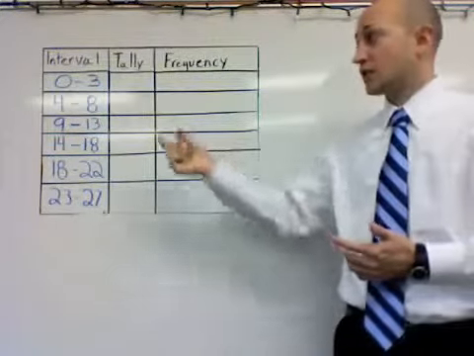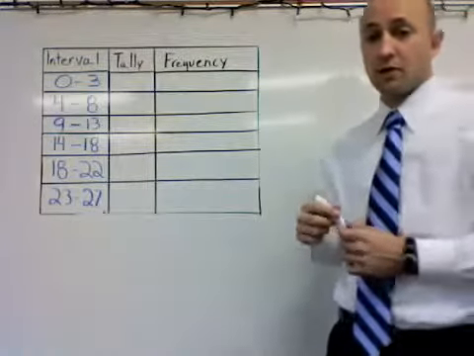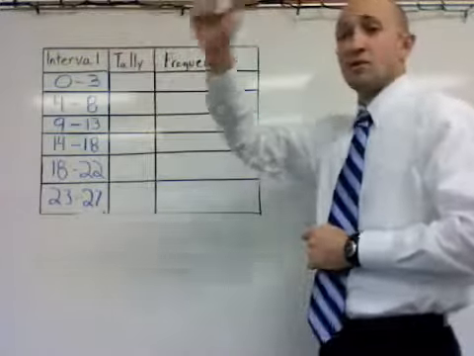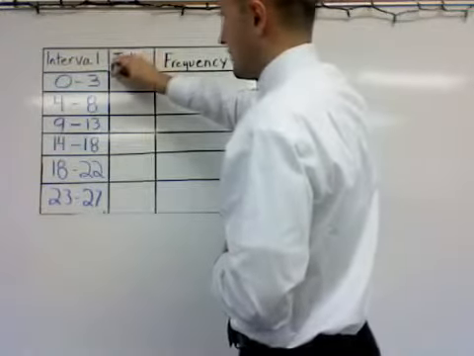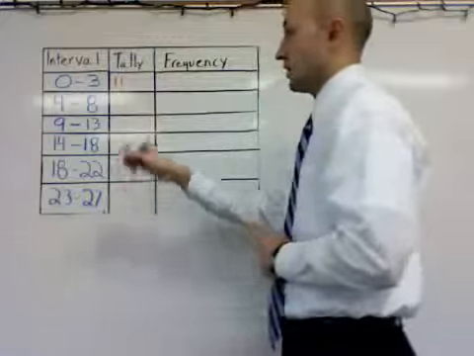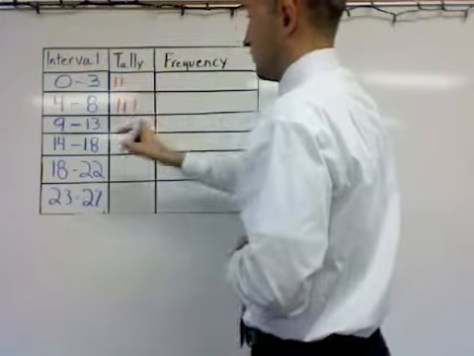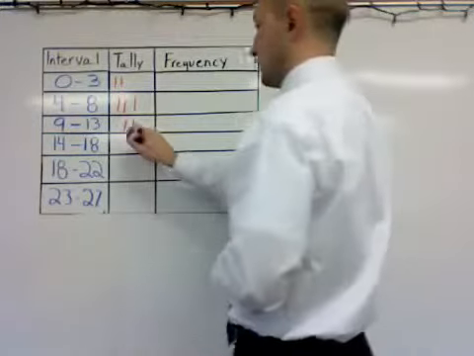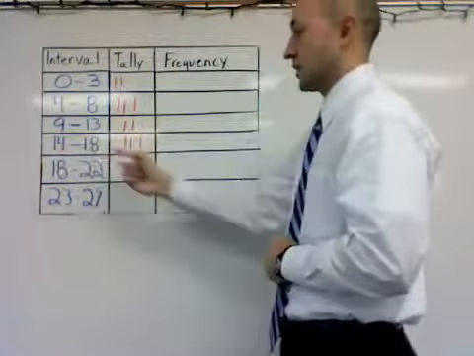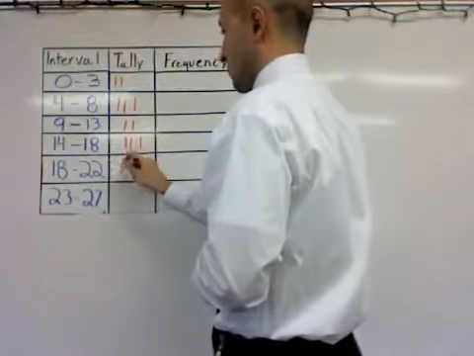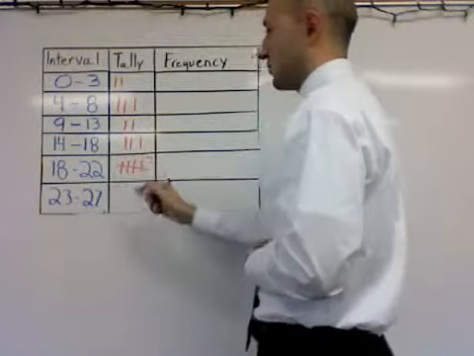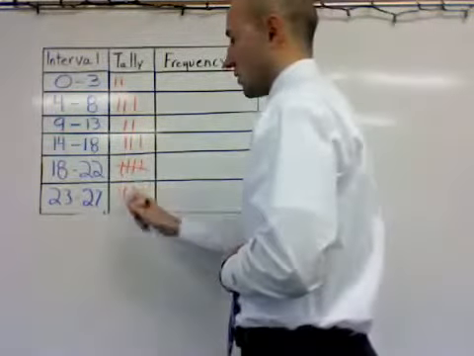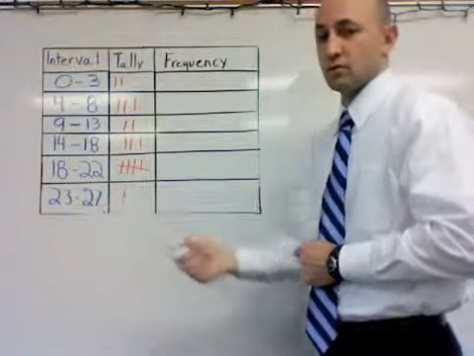So let's say that I conducted this survey about how many times people have been on a roller coaster in their life. And I go around, people start telling me how many times. I get a few for 3 times. I get a few more for this range of 4 through 8. I get 2 people there. 3 people telling me they've been on 14 to 18 times. I get about 5 people telling me they've been on a roller coaster 18 to 22 times. And we get 1 person telling me they've been on 23 to 27 times.